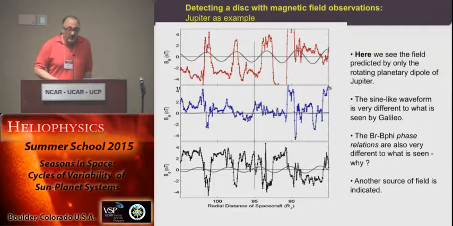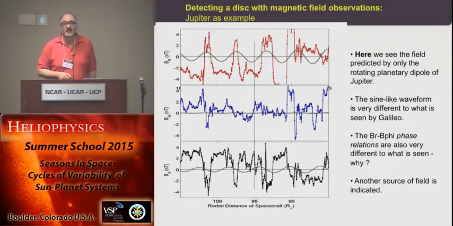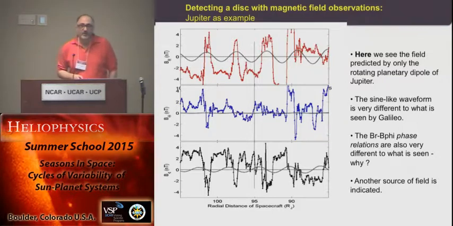In reality, though, we need something additional, and one of the principal reasons for that is illustrated here, where we've plotted on top of the data the prediction for the field that one would see just due to the rotating internal dipole of the planet alone. So you can see that the amplitude in the field is weak compared to the observations. The model waveform is sine-like compared to the sort of square wave signatures that we see. And the phase relations are also very different.